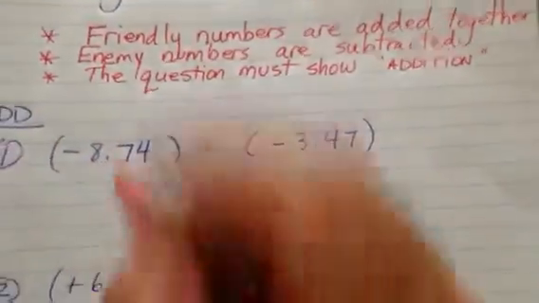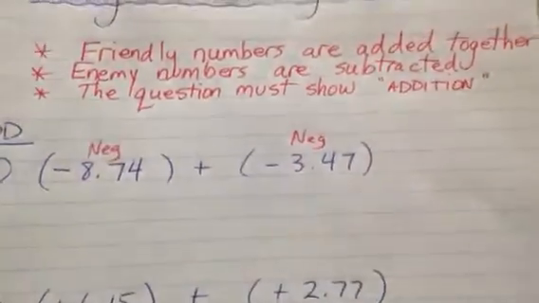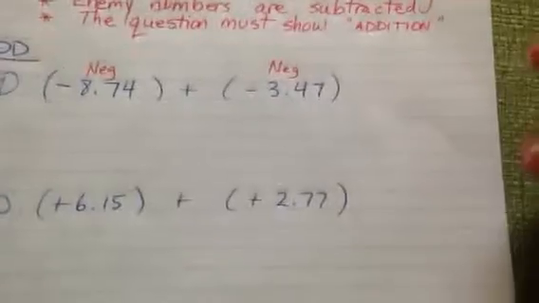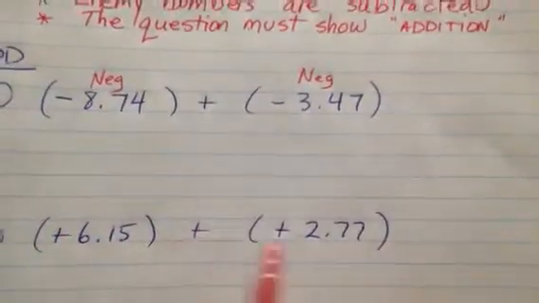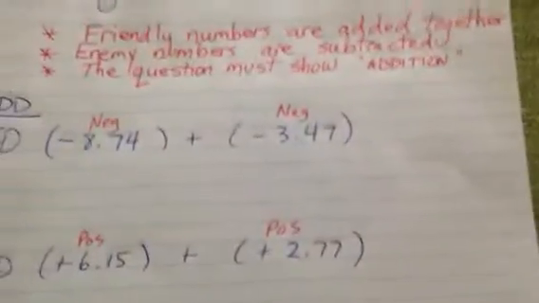Now these 2 numbers are both negative, right? So I know that if they are both negative, they're friends. In this example, they're both positive. So they're both friends. That's really important because those 2 examples, those numbers will be added together.